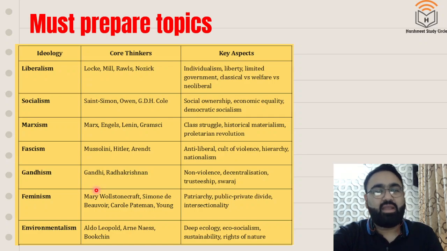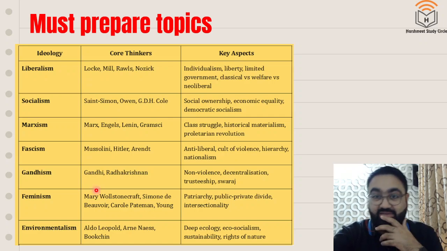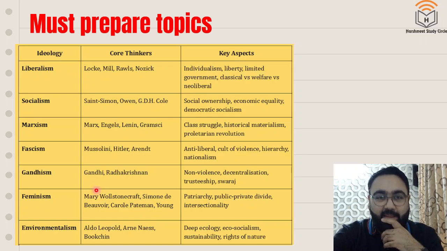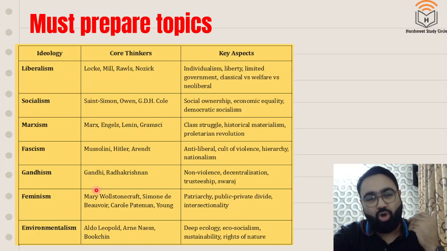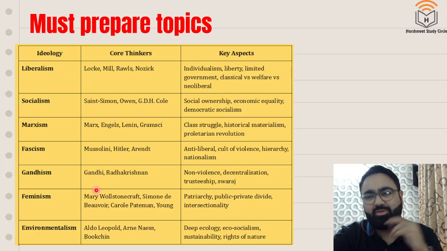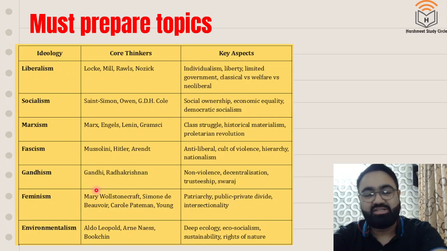So with liberalism, and obviously with every other topic as well, you have to focus a lot on the thinkers. Make sure that you do not exclude them or skip them. In liberalism, the topmost name will always be John Locke, the father of liberalism. J.S. Mill is discussed a lot. Rawls you anyways read when you read about justice.